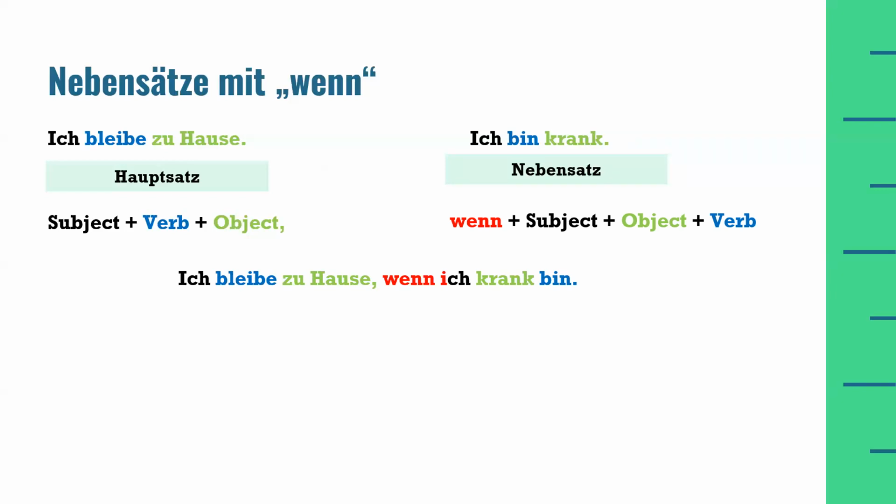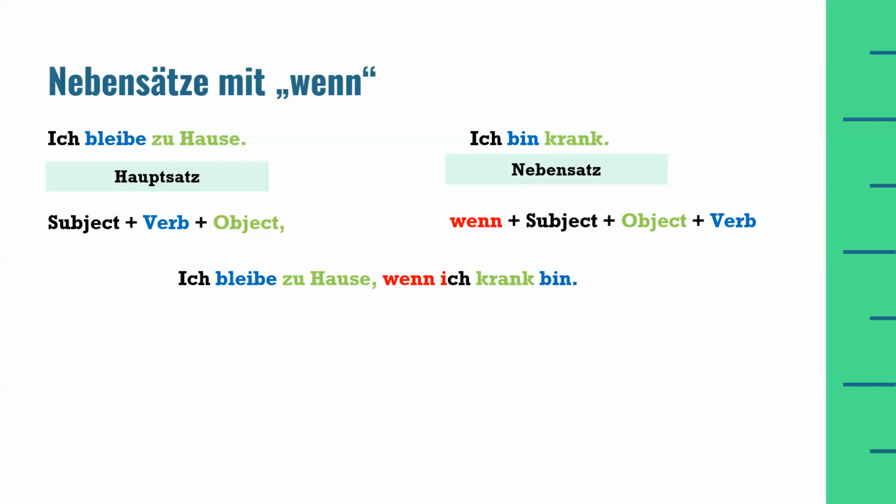So we started the Nebensatz with wenn. Soon after that, we put the subject, which is ich. Then comes krank. Krank is here an adjective. At the last position of the sentence, we have put the verb, which is sein, and we have conjugated this sein verb according to the subject ich. So it becomes bin.